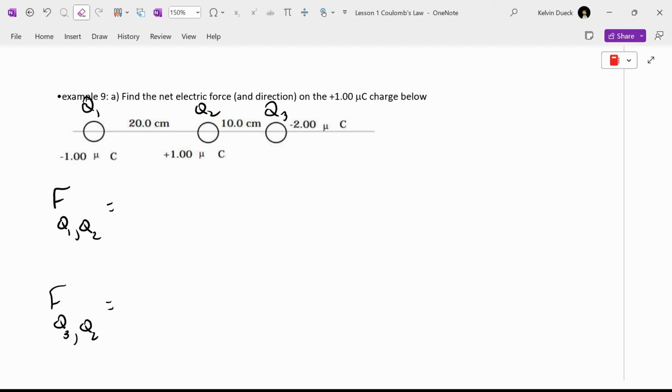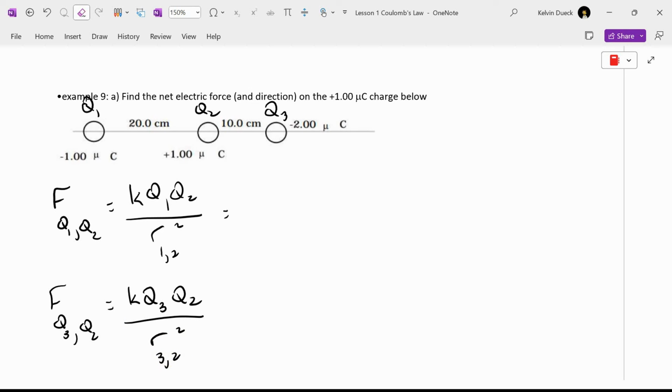Okay, Oliver, F Q1,Q2, the force that Q1 is exerting on Q2, and then the force that Q3 is exerting on Q2. By the way, Q1 is also exerting a force on Q3 and vice versa. I don't care. That's not what the question asked. How do I find electric force? It's going to be K. This one's going to be K Q1 Q2 over r1,2 squared. The bottom one is going to be K Q3 Q2 over r3,2 squared. There's my high-tech notation to be organized but not write out a whole paragraph.